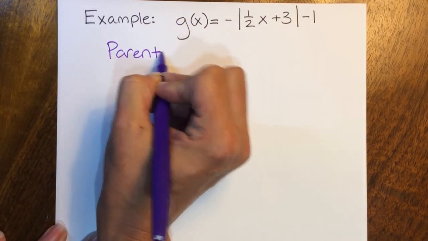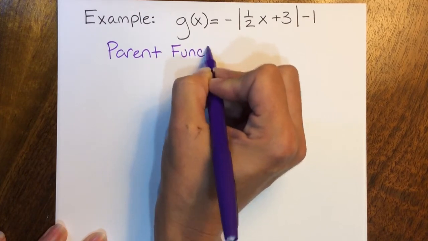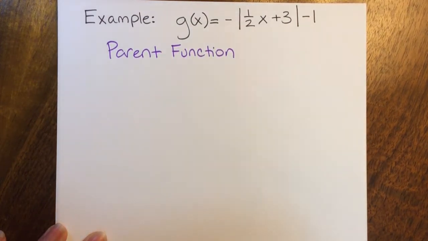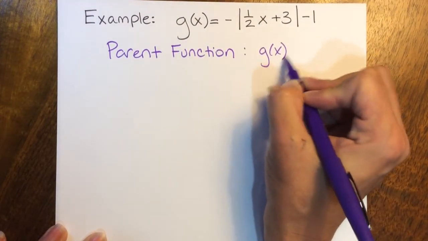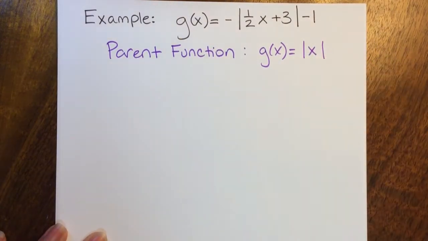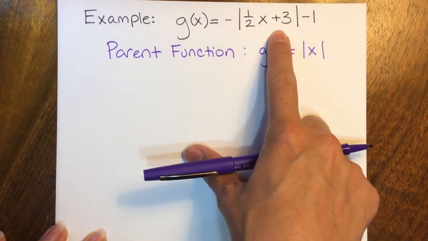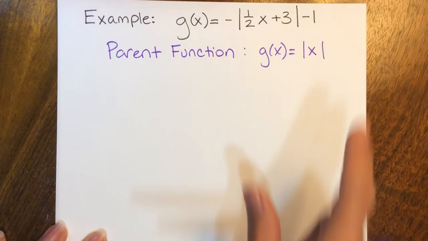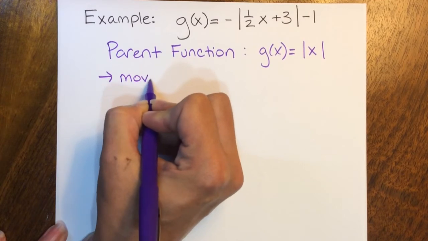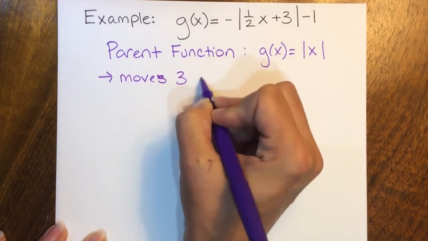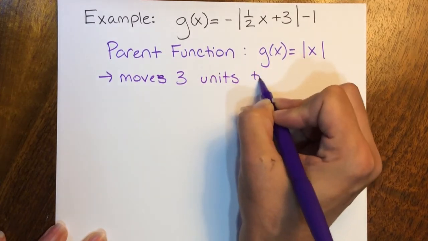So my parent, remember, that's when we strip away everything really but the x. We are left with g of x equals the absolute value of x. Next, we are going to talk about the shifts. Horizontal shifts. We have a +3. That moves our function 3 units to the left. So our horizontal shift is moves 3 units to the left.